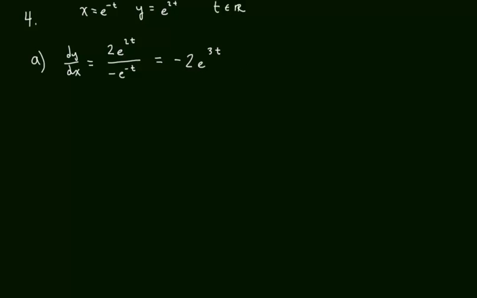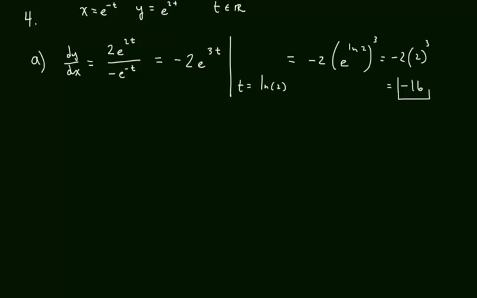dy/dx equals -2e^(3t). Now we want to find that when t equals the natural log of 2. So that's going to be -2 e to the natural log of 2 cubed. I don't know if you were able to do this fancy schmancy. Equals -16. So the slope was -16.